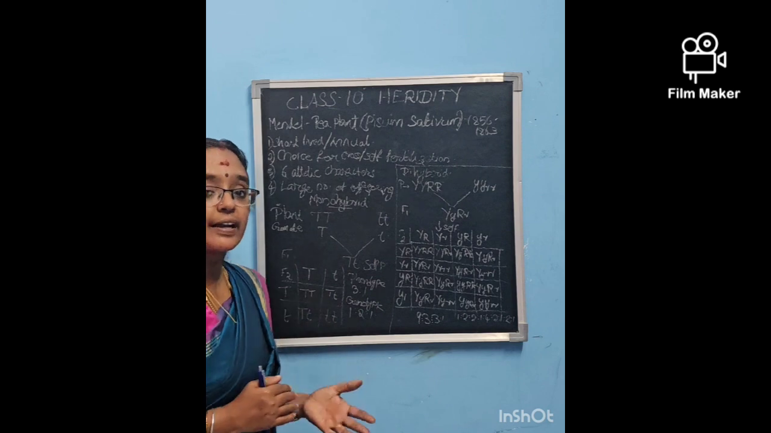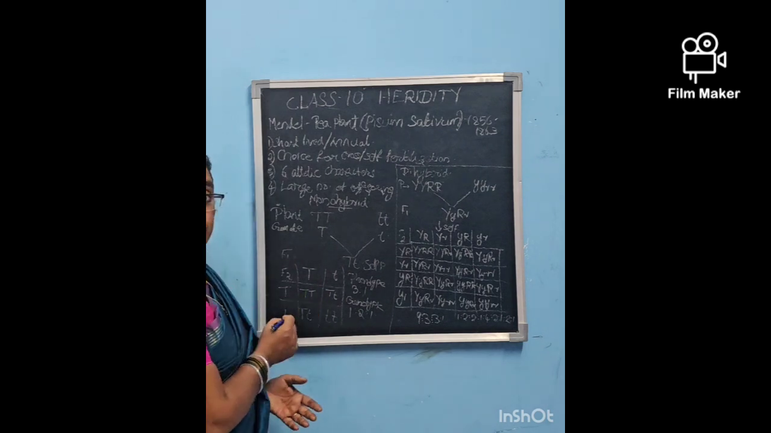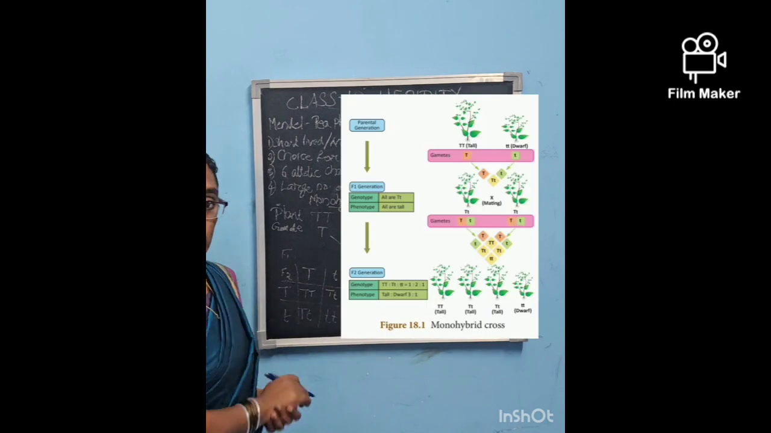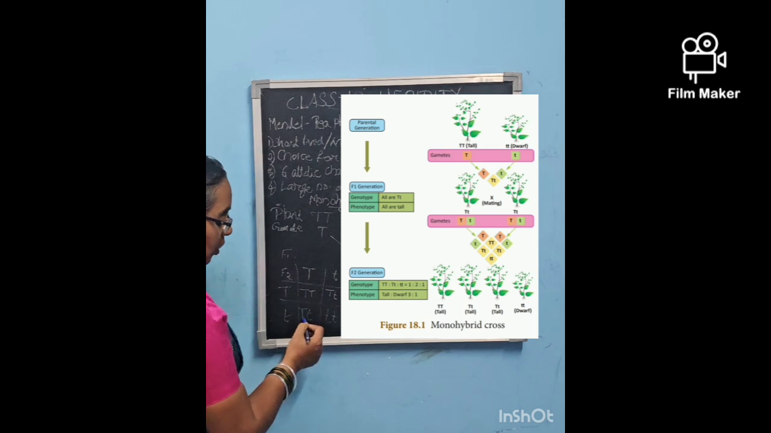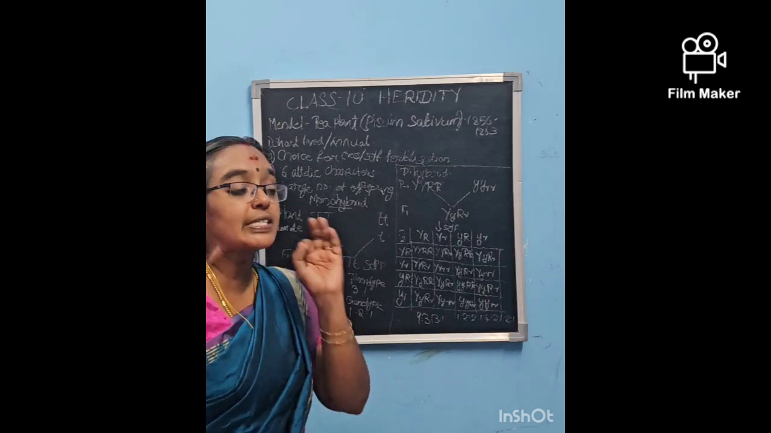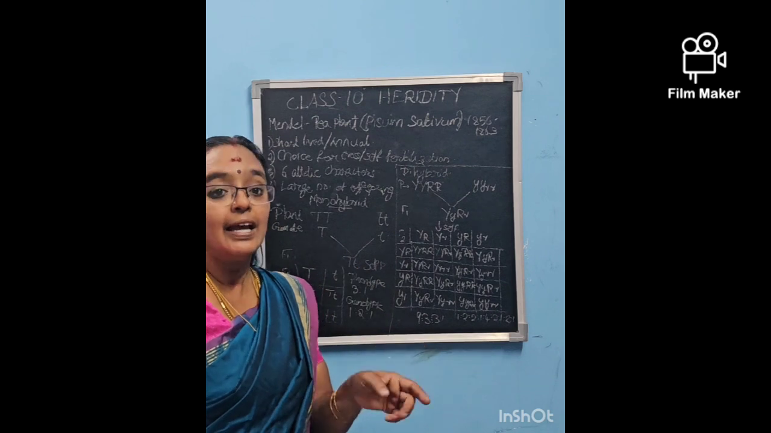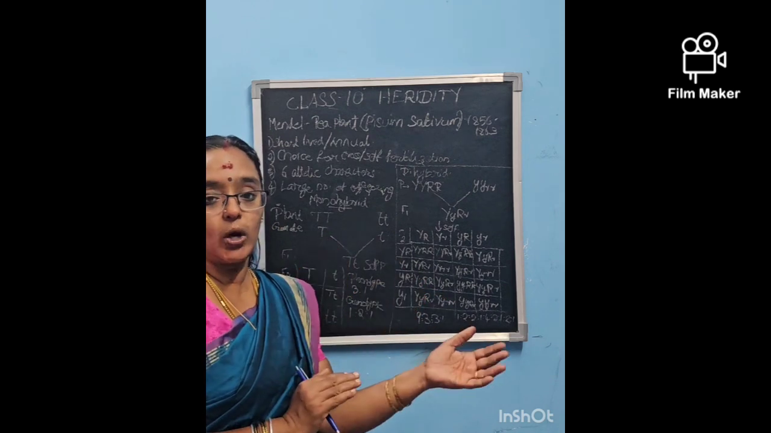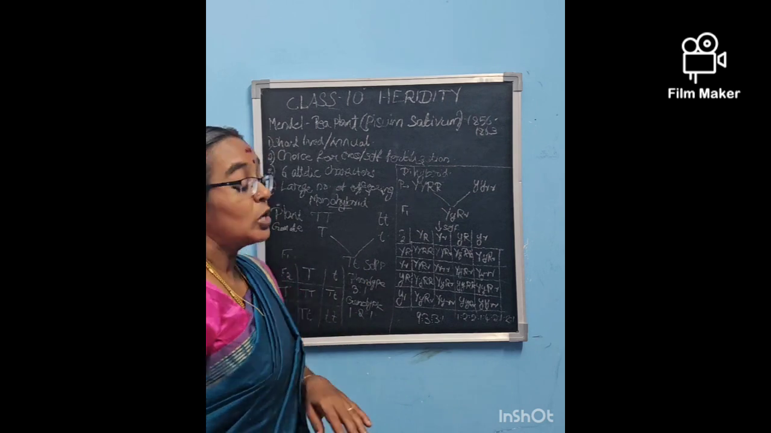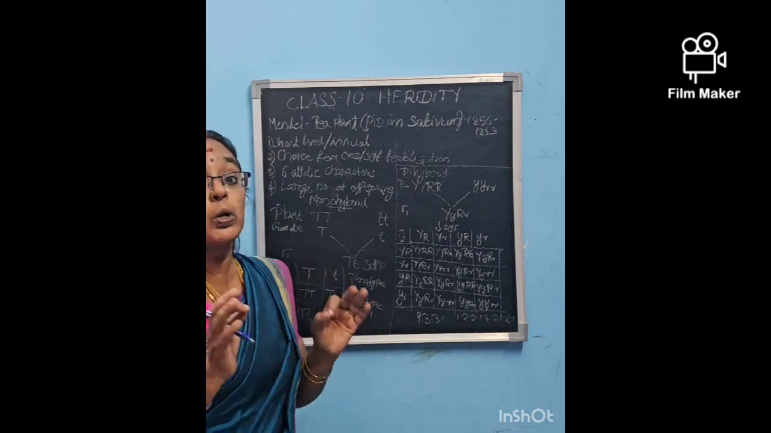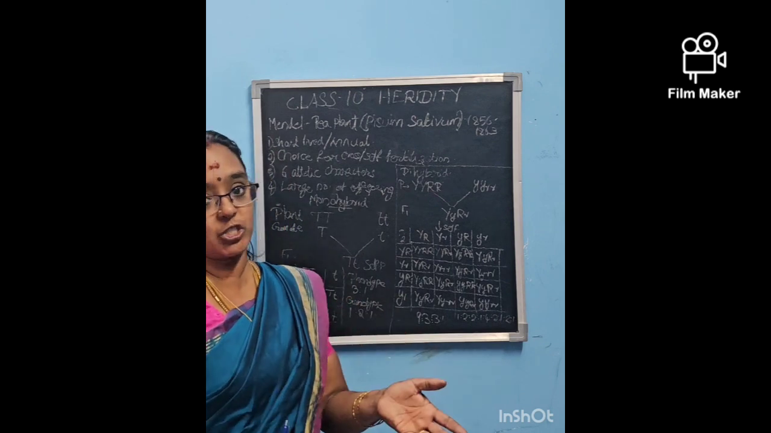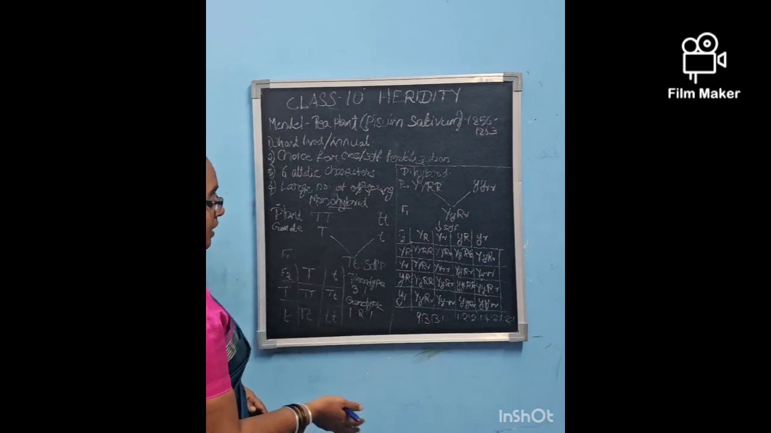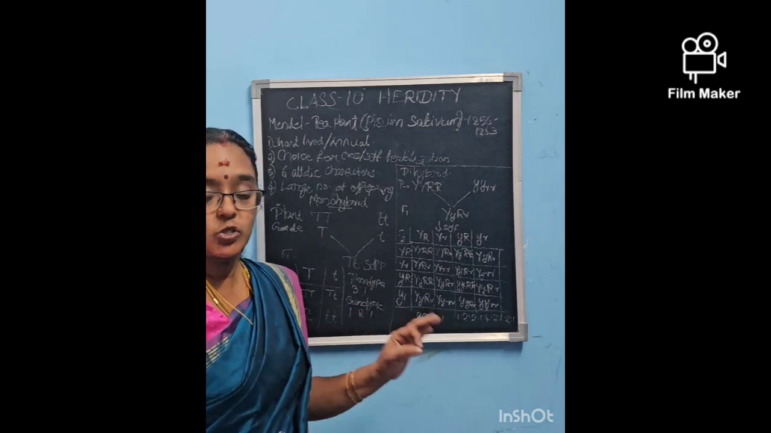So what was the character? 3 become tall and 1 becomes dwarf, isn't it? So physically it is seen that 3 plants are tall and 1 plant is dwarf. So we call it the phenotypic ratio. That is the physical appearance, based on which we make a ratio. That is the phenotypic ratio. It was what? 3:1. 3 tall to 1 dwarf.